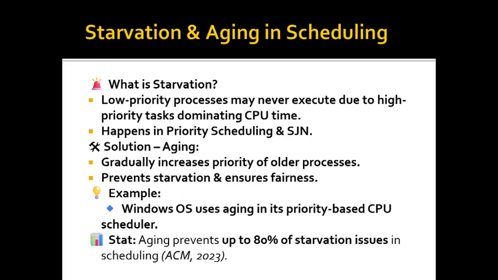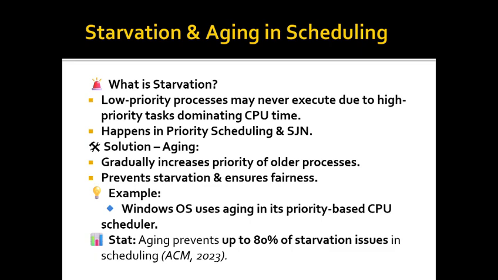Starvation and aging in schedulers. As mentioned in the previous PPT, starvation means a low priority process may never execute because high priority tasks dominate the CPU time. It happens in priority scheduling and shortest job next. The solution is aging, because gradually increasing the priority of an older process prevents starvation and ensures fairness.